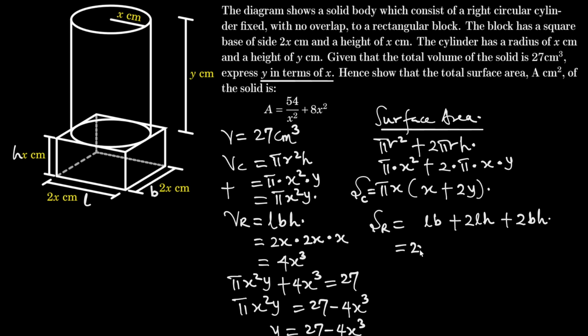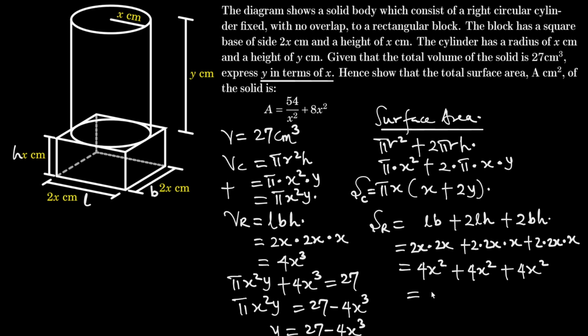Now by doing that, we substitute our value. We have 2x multiplied by 2x plus 2 times 2x, which is L, then h is x, plus 2 again, then 2x, then the height is x. So this becomes 4x squared plus 4x squared plus 4x squared. Now this equals 12x squared.